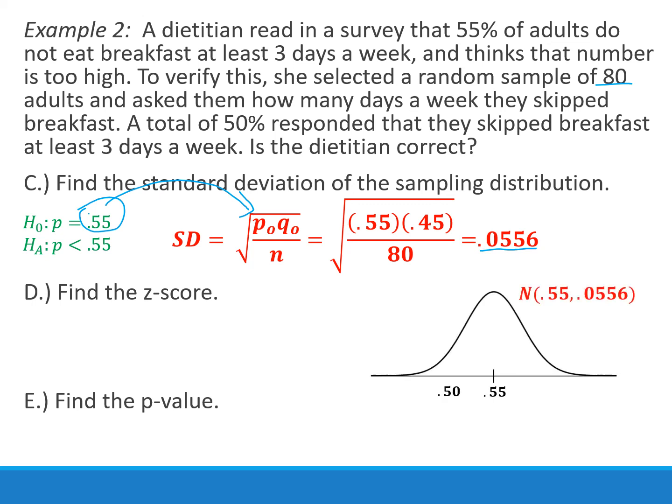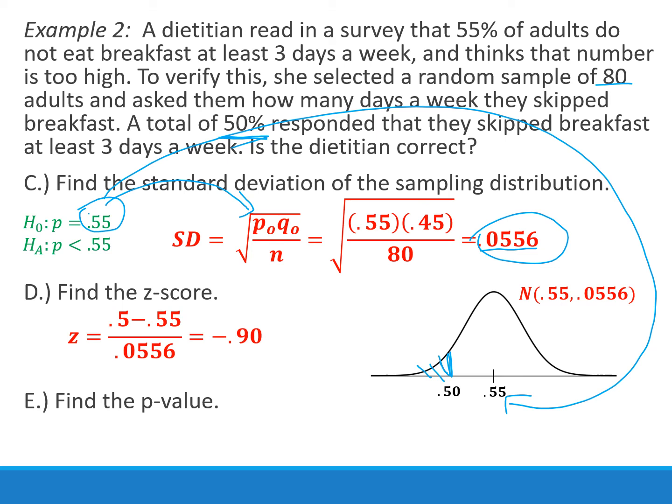All that goes into finding the z-score. Null hypothesis is in the center of our curve. Is it unusual to get that 50% or less based on this standard deviation? Okay, so 0.5 minus 0.55 divided by that standard deviation. Z-score is negative 0.9, p-value of 0.1841.